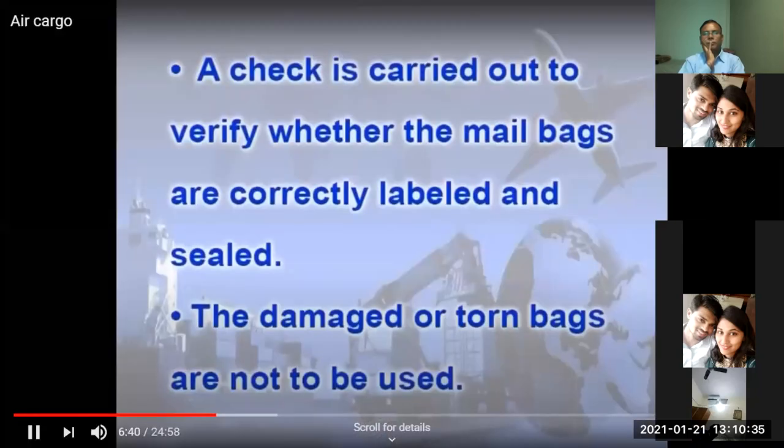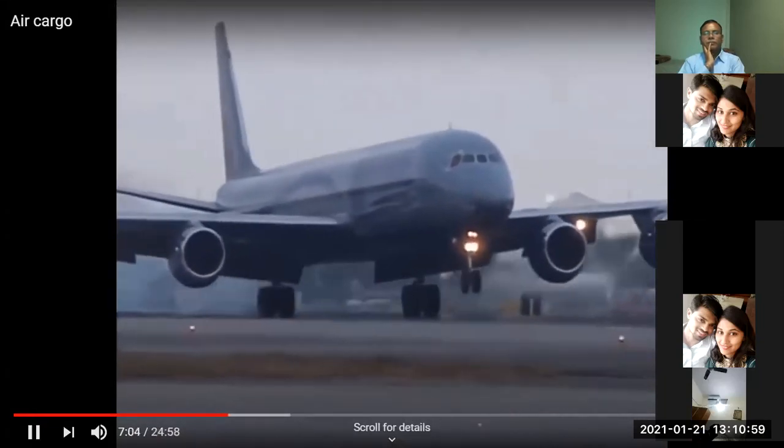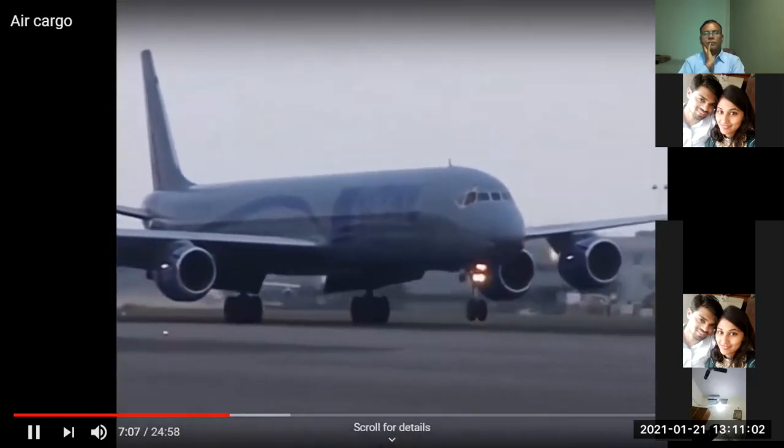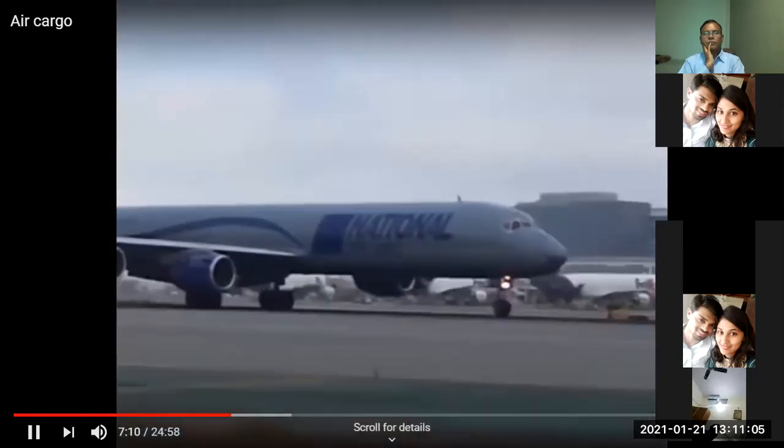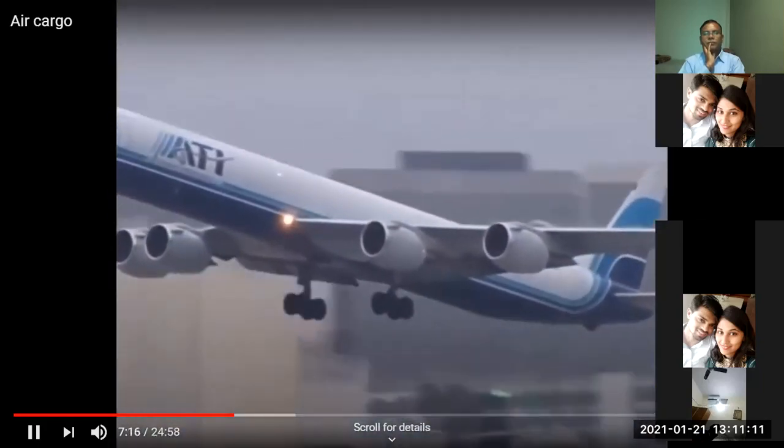Before the mail is accepted for transportation, the AVs are signed as a receipt for acceptance. A check is carried out to verify whether the mail bags are correctly labeled and sealed. The damaged or torn bags are not to be used. The accompanying documents confirm the mail bags to be transported. Next is incoming mail. On arrival of the flight, the mail arrived shall be checked against the respective documents and delivered without delay to the postal authorities, and the copy of the incoming mail weigh bills are kept along with the documents of the flight.